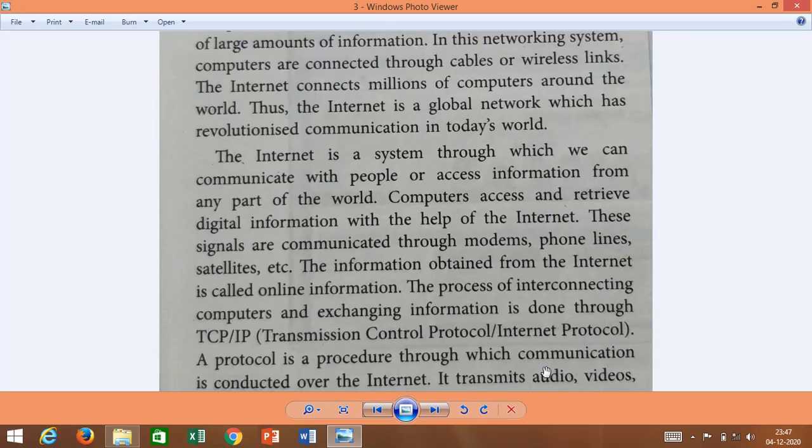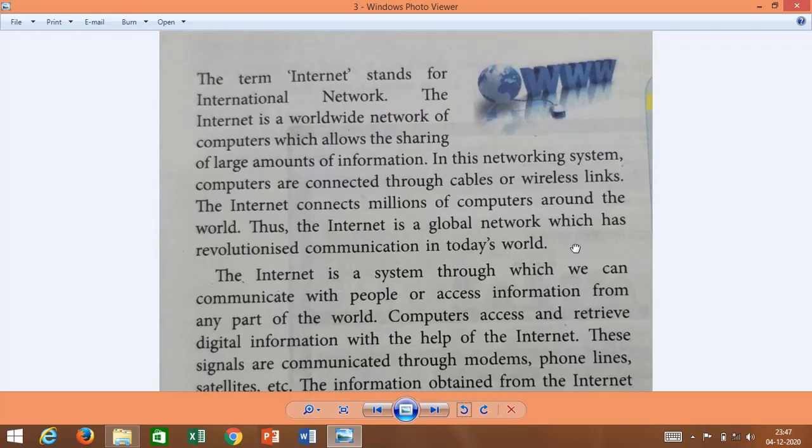Now we will talk about the chapter. What is the internet? As you all know, this word is framed from two words, that is international network. The internet is a worldwide network of computers which allows us to share a large amount of information. In this networking system, computers are connected through cables, wireless links, and many other modes. The internet connects millions, nowadays you can say billions and billions, of computers around the world. It is a global network which has revolutionized communication in today's world.